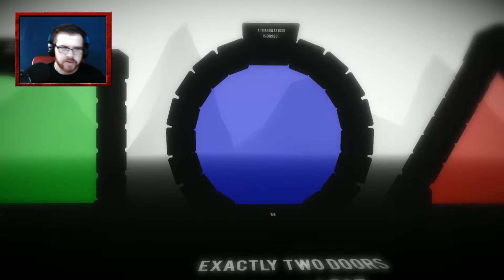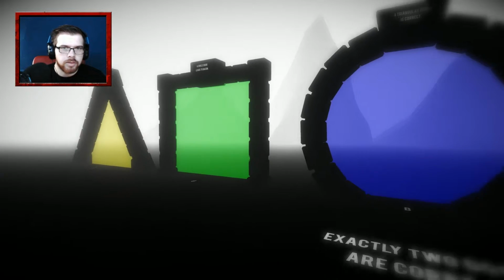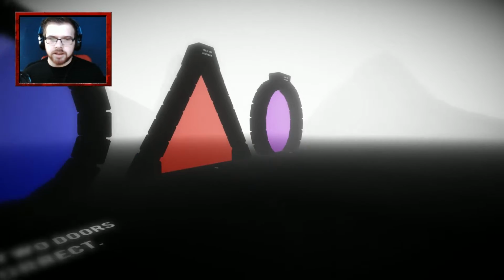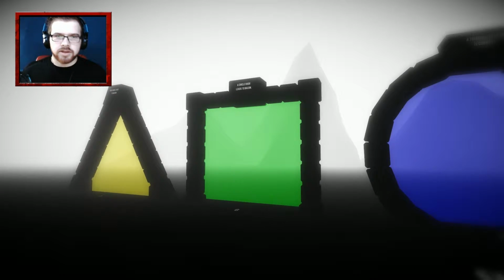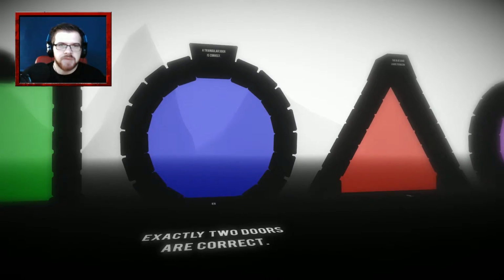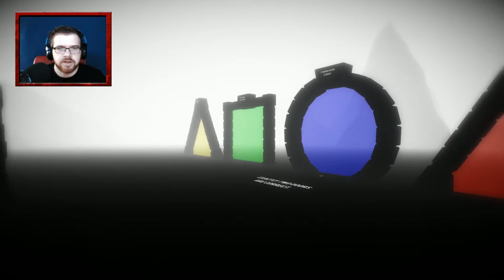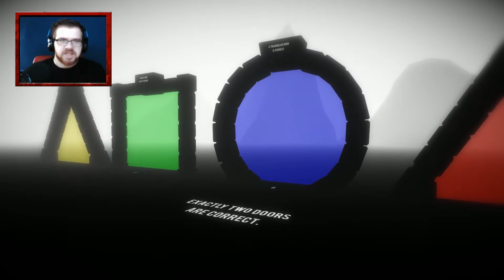A triangular door is correct. Well, that would be correct, wouldn't it? Because that one says that a correct door... No, because then that's incorrect, isn't it? So that would be incorrect. That would be incorrect. And that would be incorrect. So we just have a whole list of things that are incorrect. So that's wrong. It's not the green.